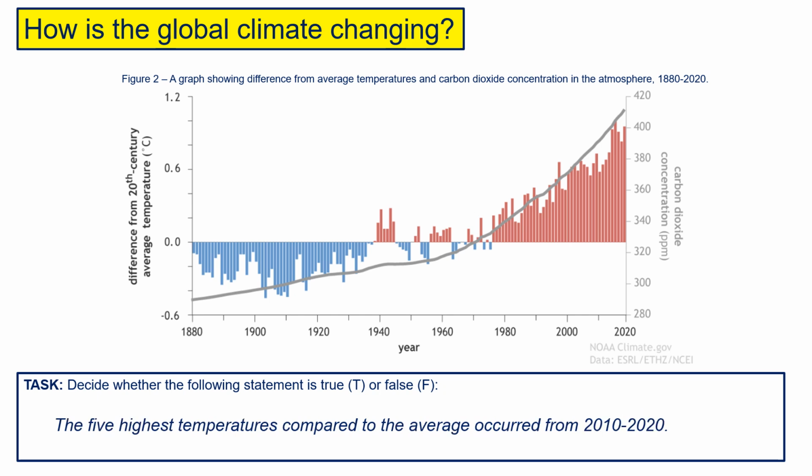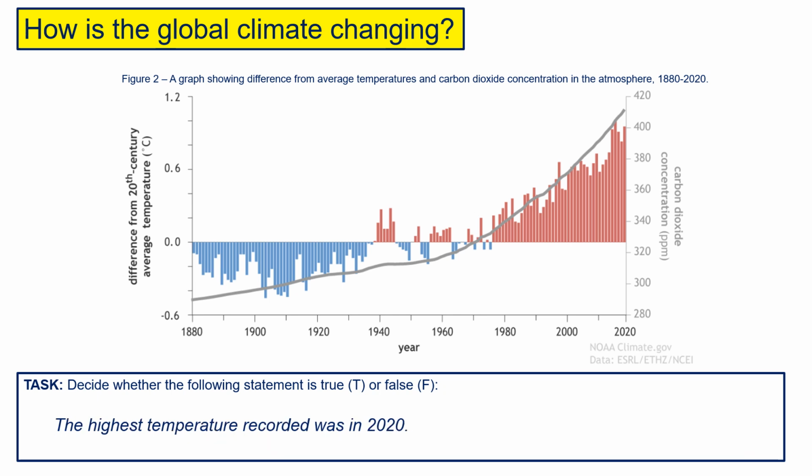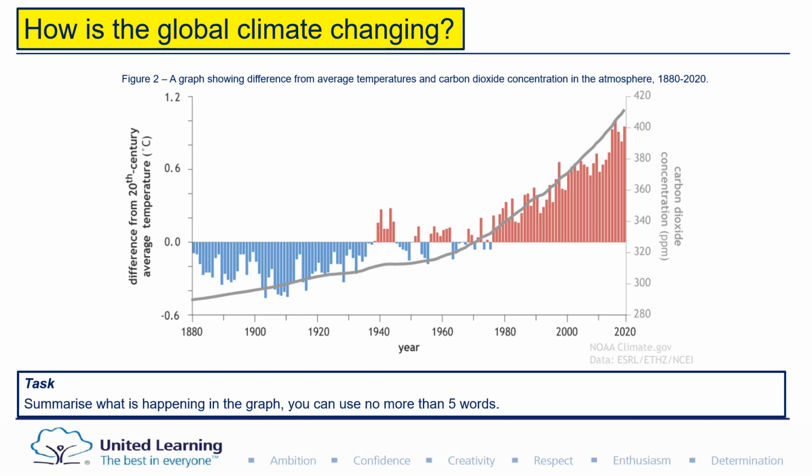True. The 5 highest temperatures compared to the average occurred from 2010 to 2020. True. The growth of carbon dioxide concentration slows down from 1970 to 2020. That's false. Between 1940 and 1980, every year had temperatures that were above the average temperature. False. The highest temperature recorded was in 2020. False. So well done on them true or false questions, hopefully you got most of them right.